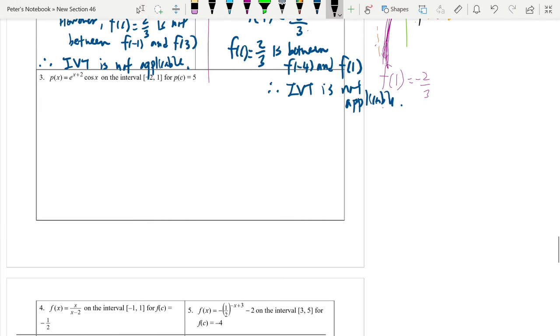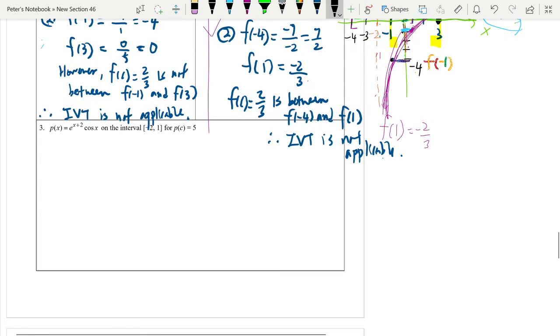Okay. And number 3 requires you to use a graphing calculator. For this one, I want you to use Desmos to work it out. And before we take a look at this problem, so p of x is equal to e to the x plus 2 times cosine of x. I want to go over some stuff here. e to the x plus 2, that'll be continuous everywhere.